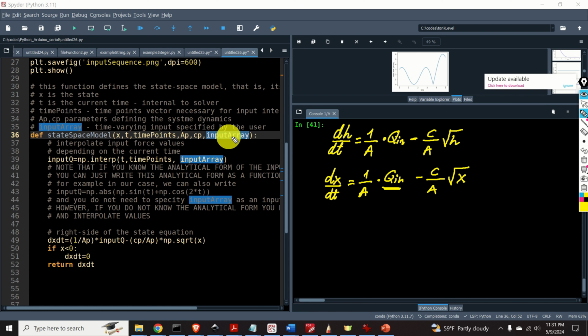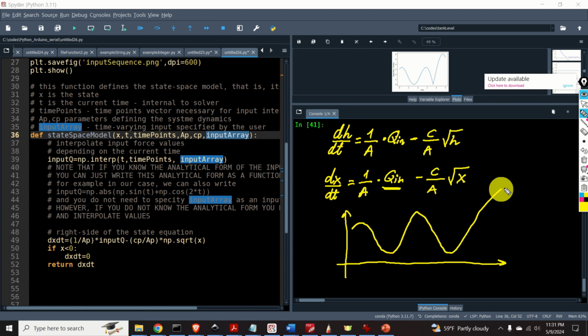Time points and input array define the time series of our input, that is, of our qin. To explain this, you can consider this graph, and this is our q input. This is time, and this will be q input. And that's precisely the graph that you can see over here.